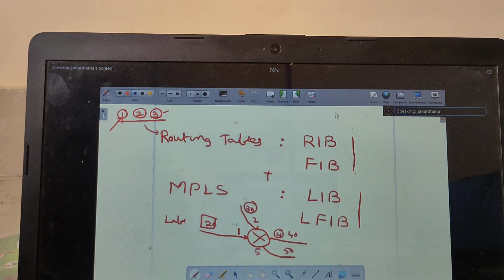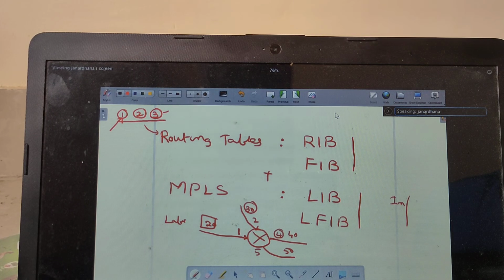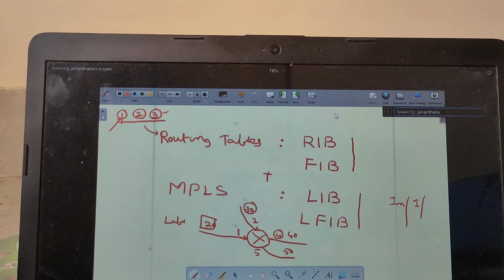So this is the total information: what the incoming interface is, what the incoming label is, what the outgoing interface is, and what the outgoing label is. All this label information is ultimately label forwarding information: how the labels are forwarded, and on which interface they are going. They maintain this, and that table is called the label forwarding information base. Is it clear, madam?